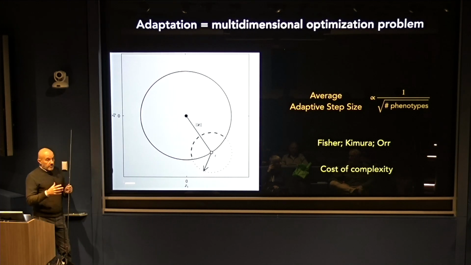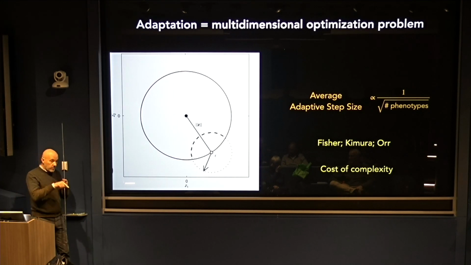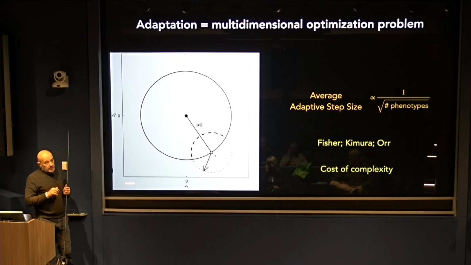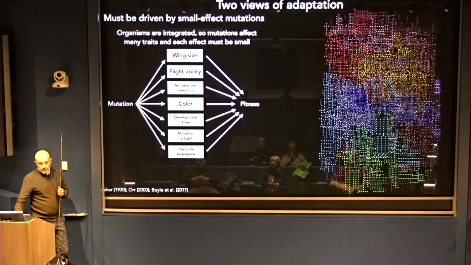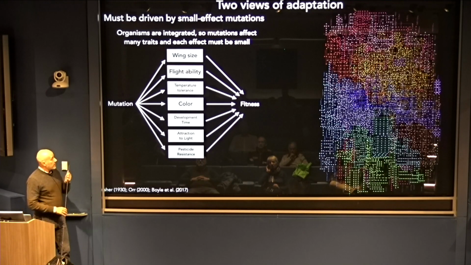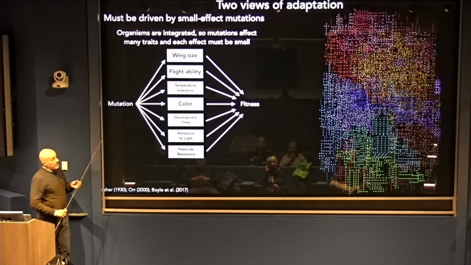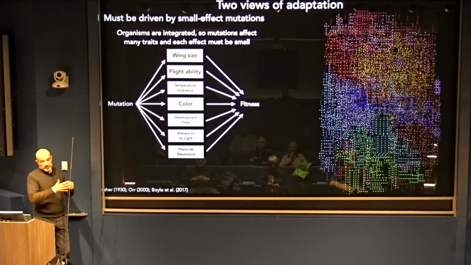And as the curvature increases, you expect that the mutations that will be adaptive, that will be pointing in the right direction, will have to be small. It's the so-called cost of complexity in biology. So if we go back to our moth, we think of individual mutations affecting possibly many traits. Organisms are integrated, so they'll be affecting many traits.